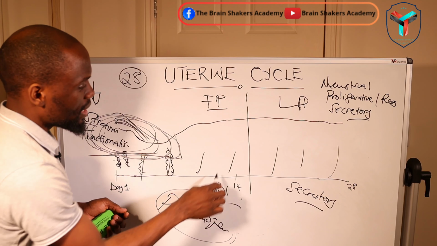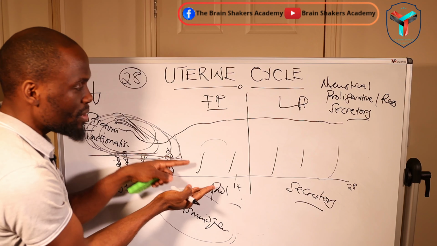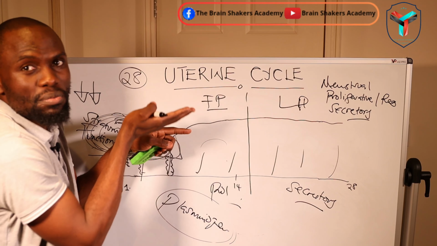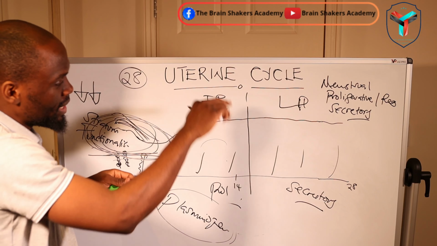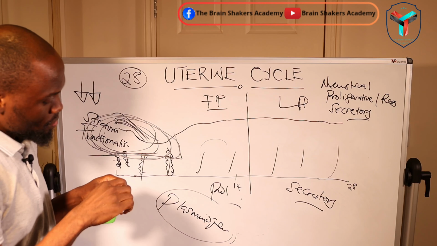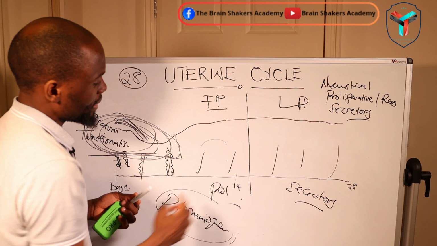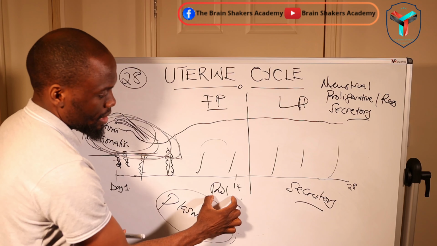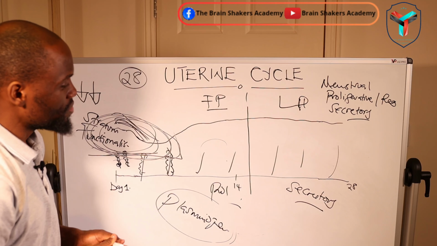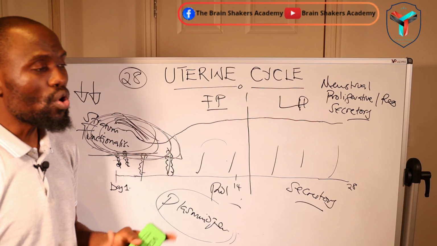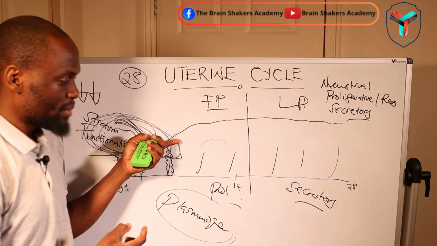So estrogen comes into play here to build onto the stratum basalis, so that the stratum functionalis, the layer on top that was shed, now begins to repair and grow again. That is what is happening in the proliferative or the regenerative phase. In short, there is proliferation of new cells, or regeneration of that particular layer.